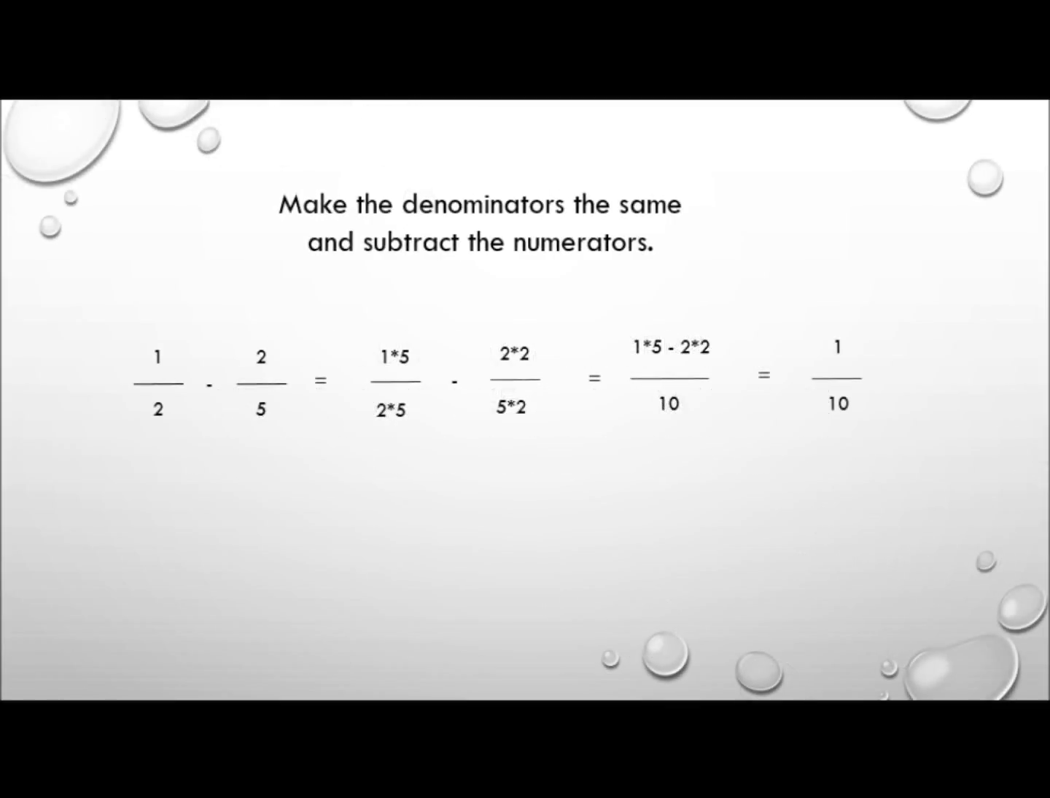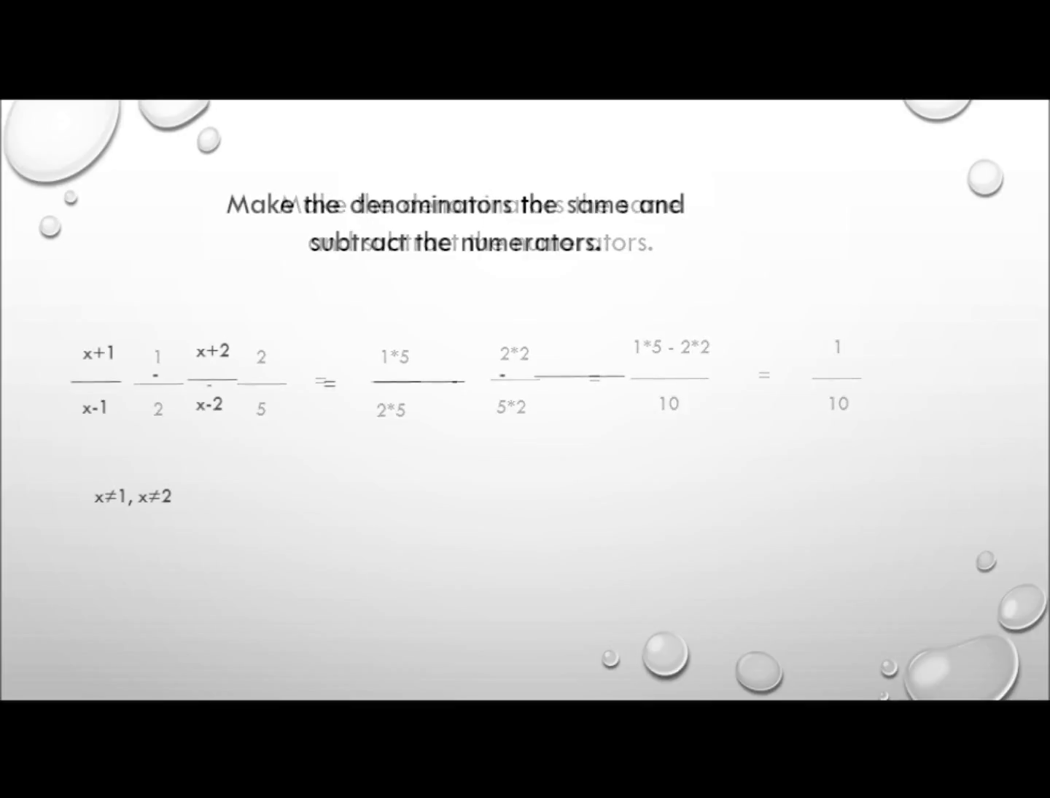You may recall that with numerical fractions what we do is make the denominators the same and then subtract the numerators. Except our first job with algebraic fractions is to stipulate that the denominators cannot go to 0.